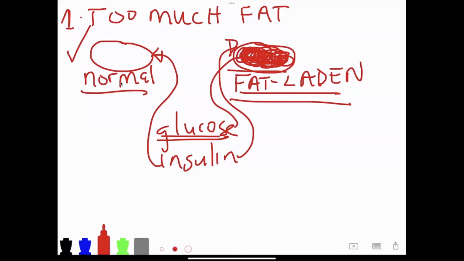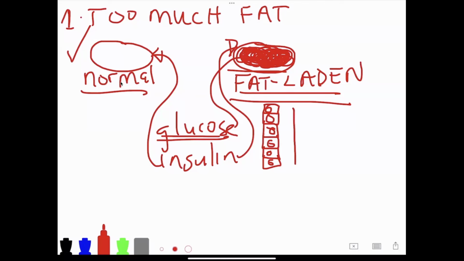But you have a situation where the cell has turned away glucose because the cell is inundated with fat. Profound. So what happens is that glucose accumulates in the blood. That glucose accumulating in the blood is a problem too, because there is a one-to-one relationship between glucose concentration and insulin production by the pancreas.